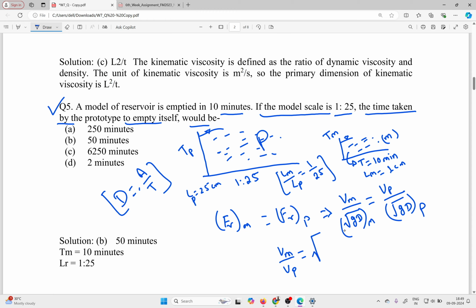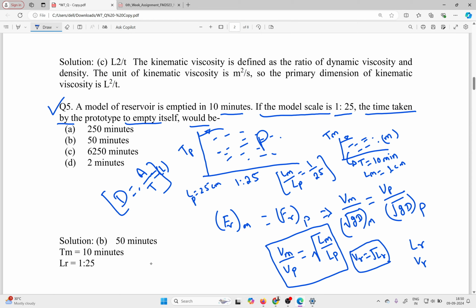Root g will be cancelled out because it is constant. D is area by top width, so when you calculate the dimension here, you will get the dimension of length, that is root of Lm by Lp. So you got this. Lm by Lp you can write as Lr, that is the ratio, and Vm by Vp we can write as Vr. So Vr is equal to root Lr. This is the fundamental.